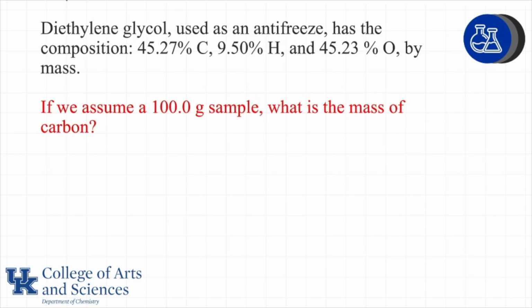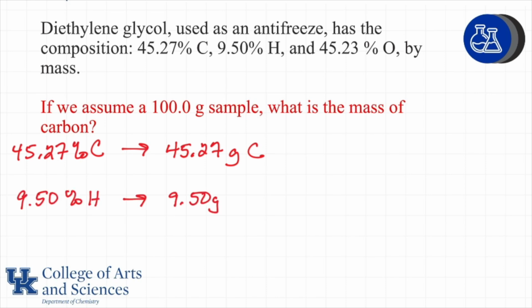Diethylene glycol, used as an antifreeze, has the composition 45.27% carbon, 9.50% hydrogen, and 45.23% oxygen by mass. If we assume a 100-gram sample, what is the mass of carbon? We get 45.27% carbon, therefore we have 45.27 grams of carbon because we assumed a 100-gram sample. We can do the same thing for hydrogen, and we get 9.50 grams of hydrogen and 45.23 grams of oxygen.